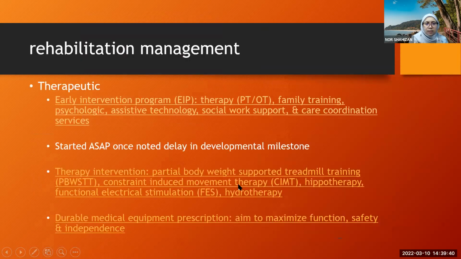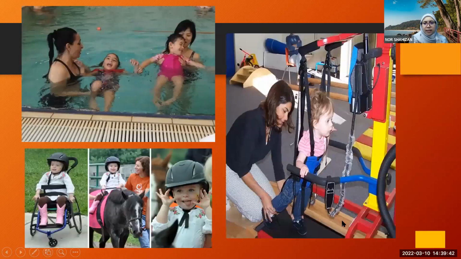For other parts, okay, you can start them on a partial weight bearing treadmill. Okay, this is available in Hospital Rehabilitasi Ceras. If you have a chance to go there, then you can see. Okay, in Hospital Rehab Ceras, there are a lot of new and modern equipment for rehabilitation.